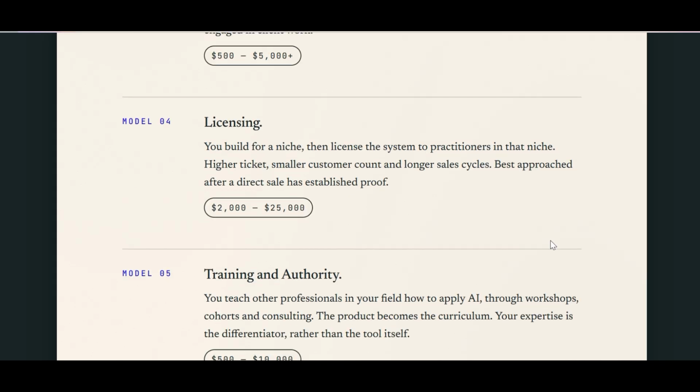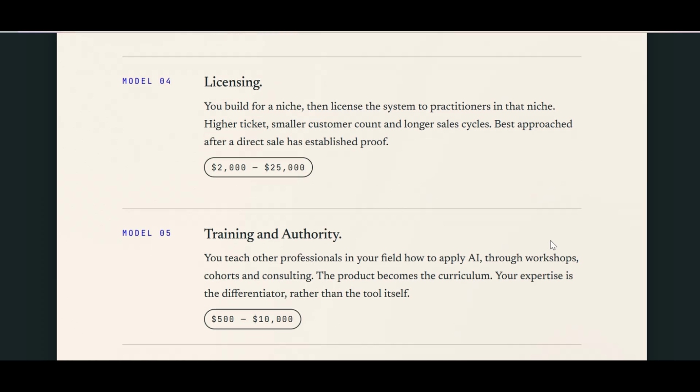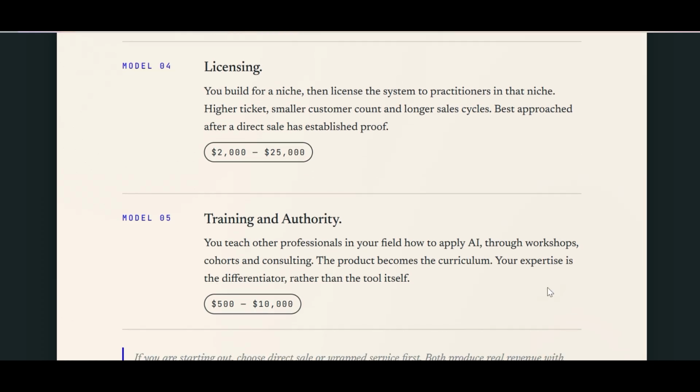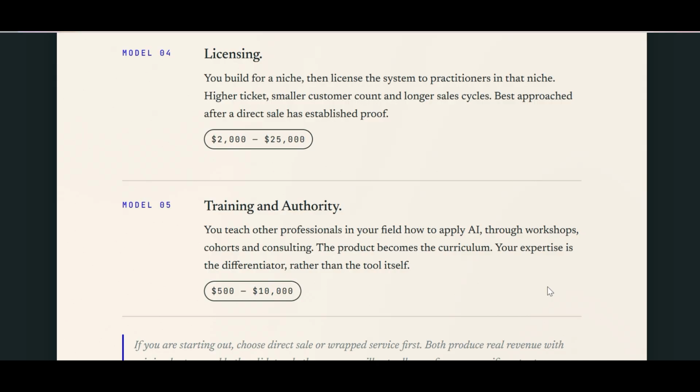Model 4, licensing $2,000 to $25,000. You build a system for a professional niche and then license it to practitioners in that niche, other consultants, other service providers, other professionals who want to offer what your system delivers but do not want to build it themselves.